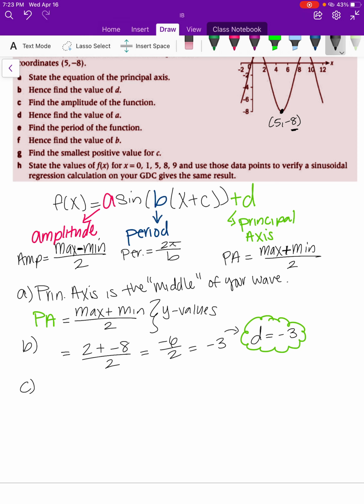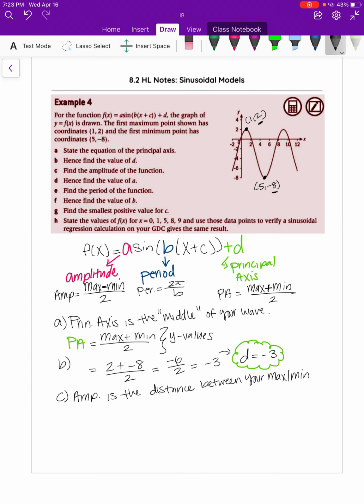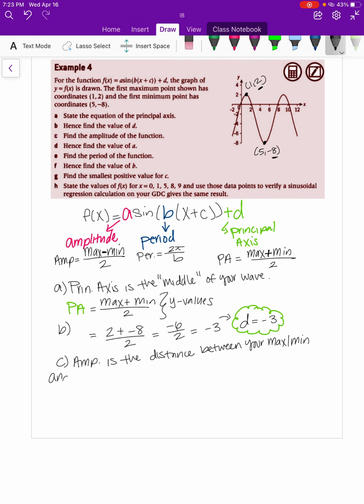So your amplitude is the distance between your maximum or minimum and the principal axis. And I'll actually write it out so that you can kind of have it in your notes.